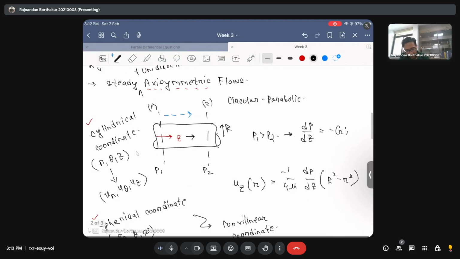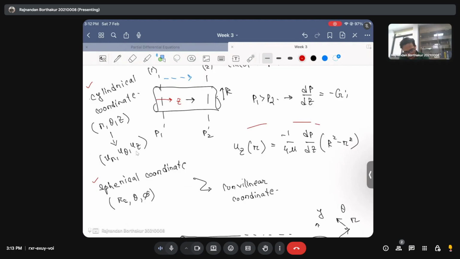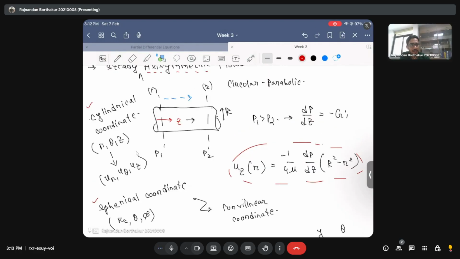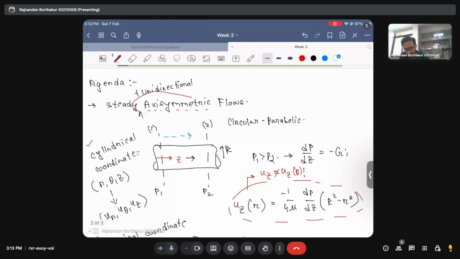Okay, so when you derive the velocity profile for the Hagen-Poiseuille flow or the circular parabolic flow, what you essentially did is that you invoked the assumption of axisymmetry, meaning that your uz, which is the z direction velocity, is essentially not a function of theta. This is an important assumption that we didn't use actually in Cartesian coordinates, but it needs to be taken care of when we are solving problems in curvilinear coordinates or in cylindrical coordinates. And that's the reason why this is also called axisymmetric flow. This is where the name comes from.